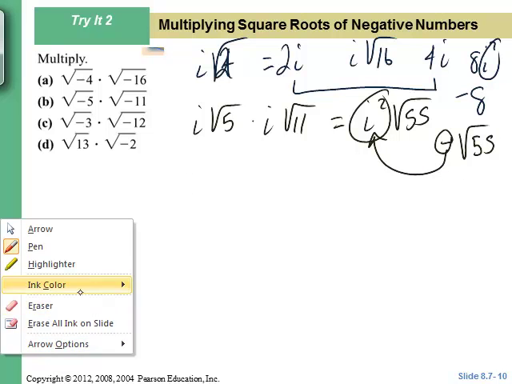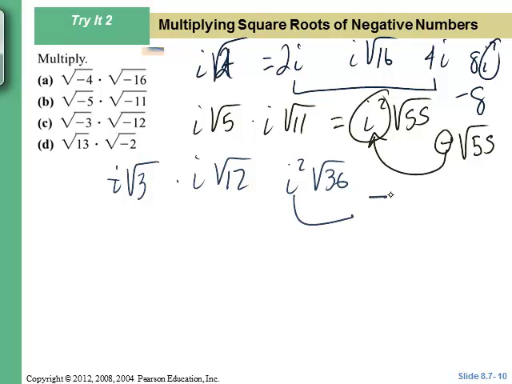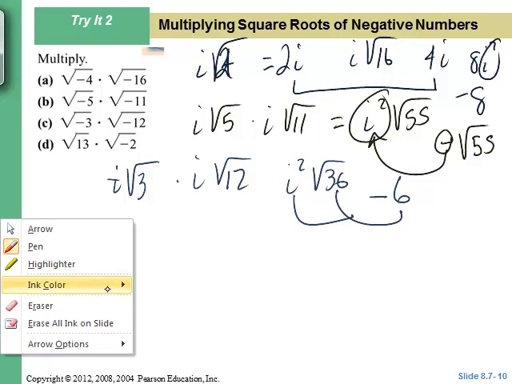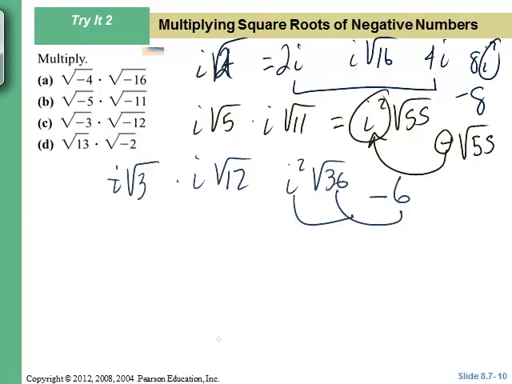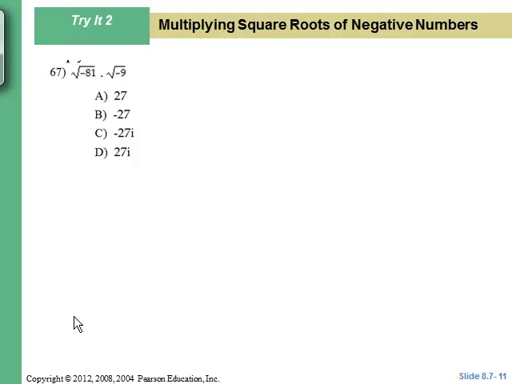Let's do C. I'm going to change colors again here. Negative i root 3 times i root 12 is i squared root 36, but i squared is negative. Root 36 is 6. And then the last one, root 13 times i root 2 is i root 26. Notice there's no negative sign here, so that doesn't have an i in it. Next one, you do this one.